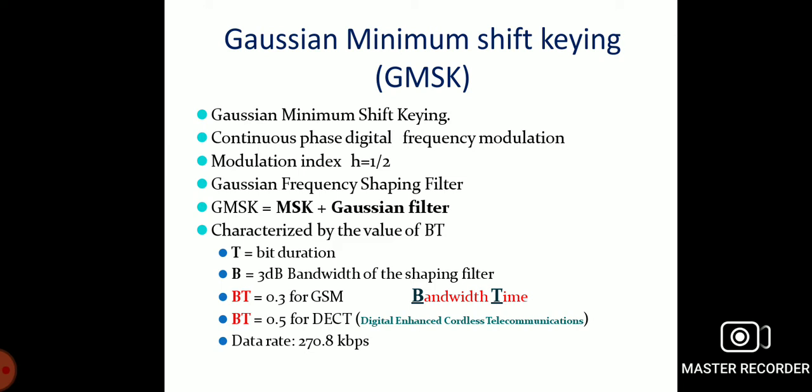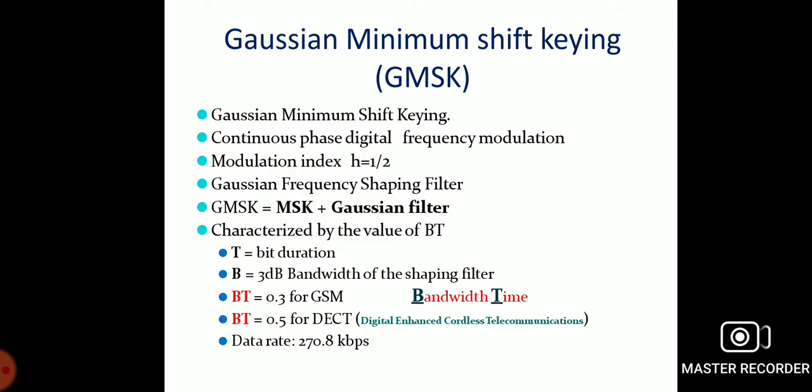Here, it is continuous phase digital frequency modulation. It is one of the continuous phase digital modulation methods. The modulation index h is equal to 1/2. That is the deviation ratio of the modulation index. And also the Gaussian frequency shaping filter is used. So GMSK is equal to MSK plus Gaussian filter.